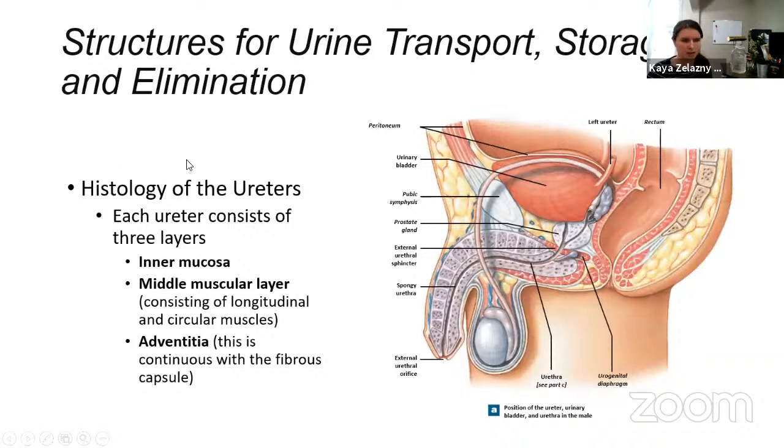The ureters, like everything else, have their own special histology. They have a couple of layers. They have an inner mucosa, basically lining the inside of the tube. They have a muscular layer as well, with both longitudinal and circular muscles, so we are able to contract the ureter itself. And then there's an outer fibrous capsule. This outer layer is called the adventitia.